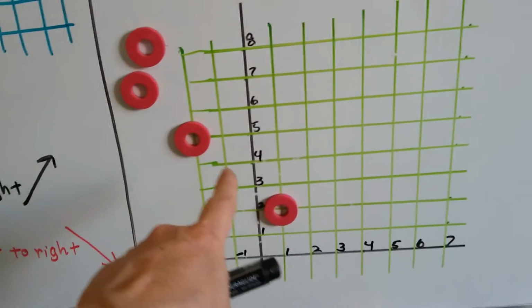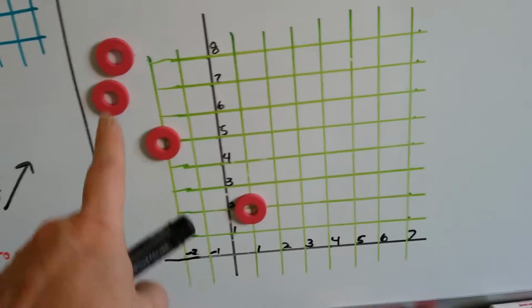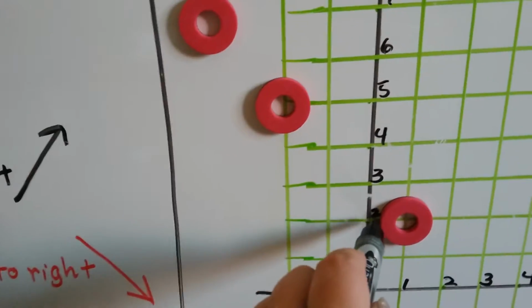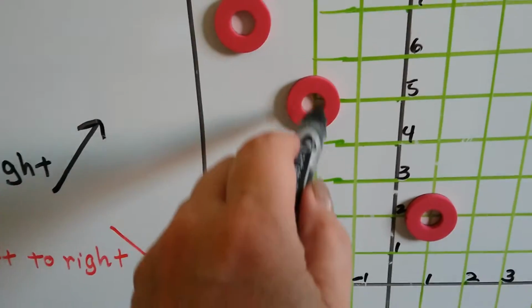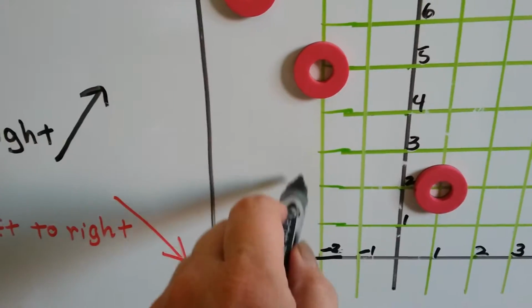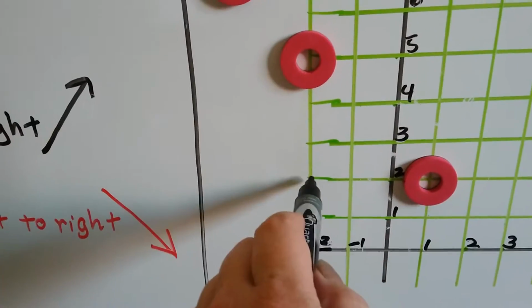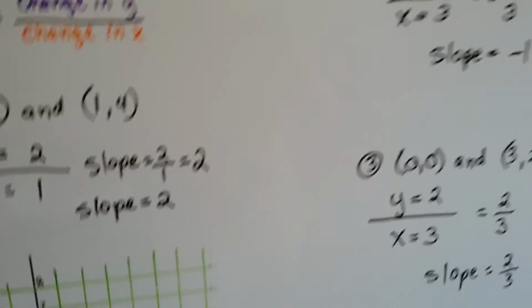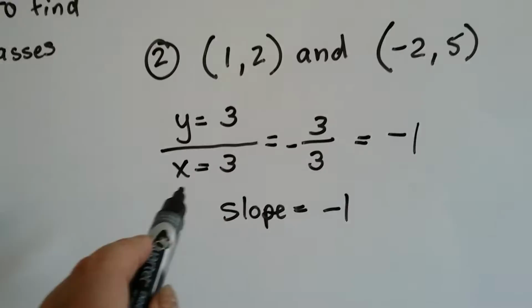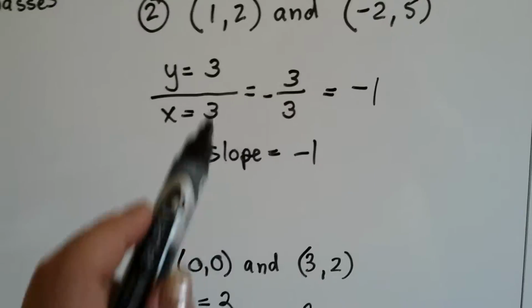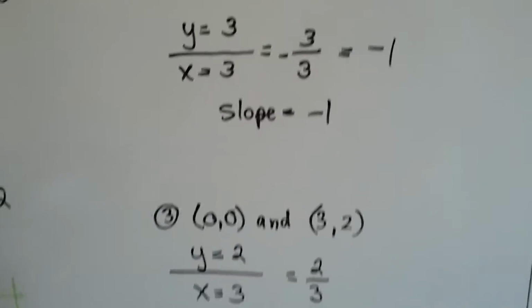So what does it say our line is doing? It's going downhill, isn't it? So we're going to have a negative slope. So let's count. We come across for the x and go up for the y. So the y is going 1, 2, 3 jumps, and the x is going 1, 2, 3 jumps. So we've got a change in y of 3 and a change in x of 3. And because it was going downhill to the right, we've got a negative slope. So we've got -3 over 3, or -1. Our slope is -1.